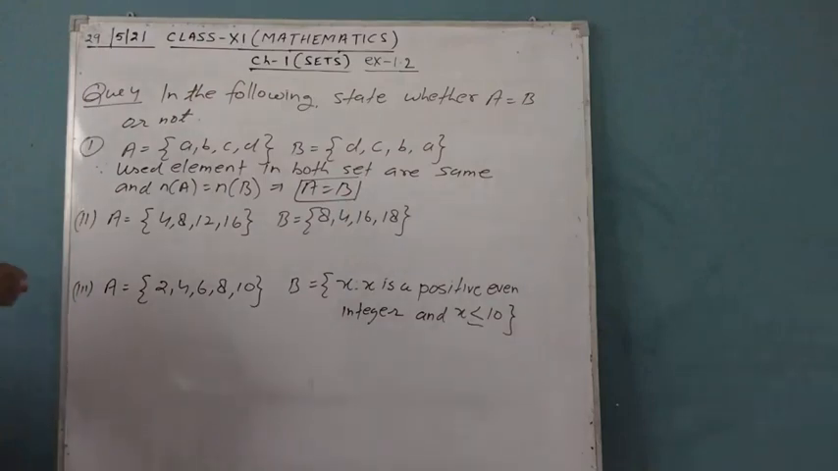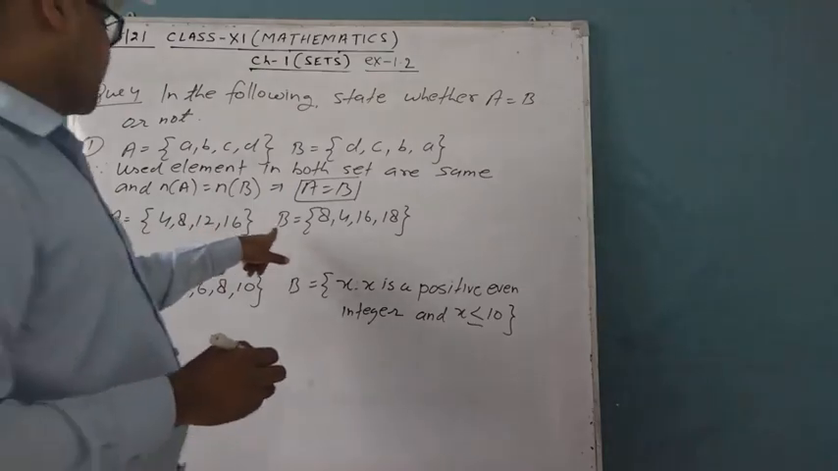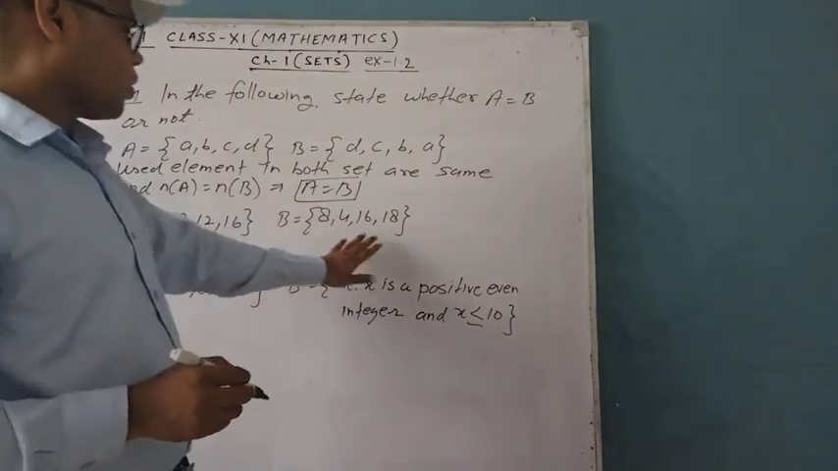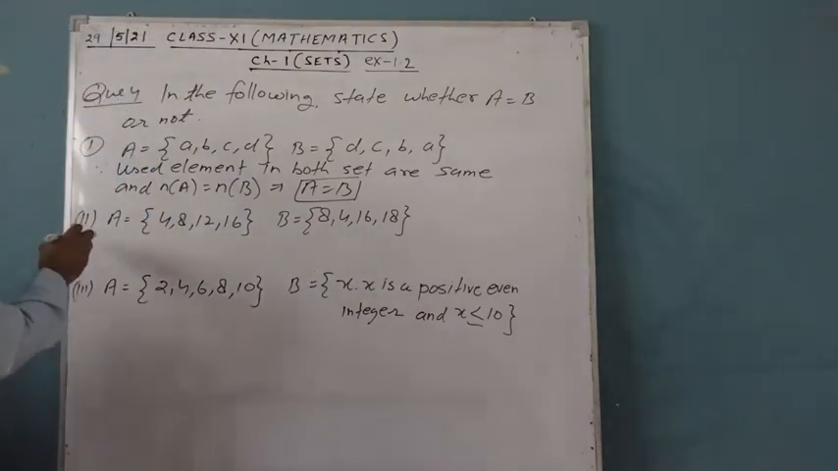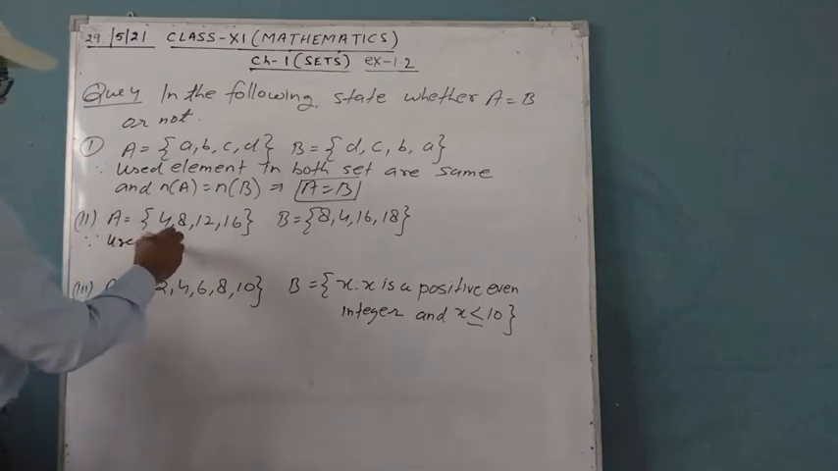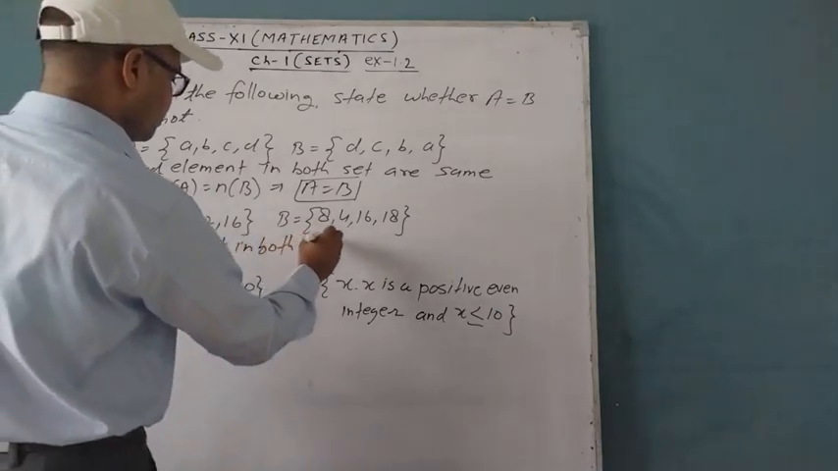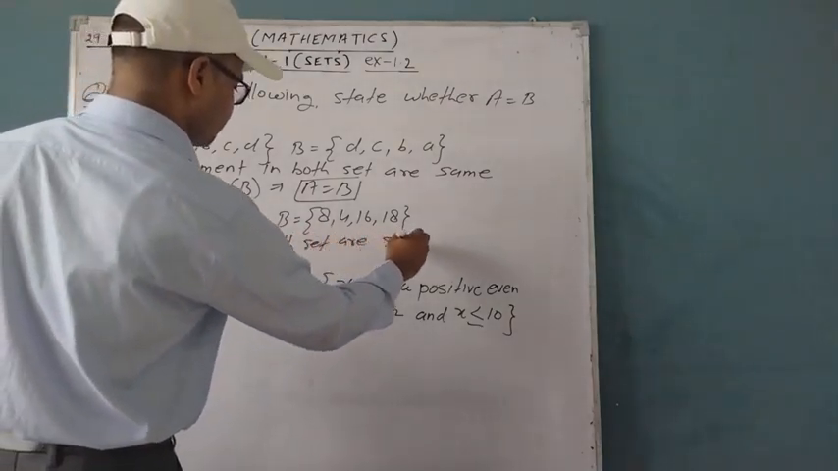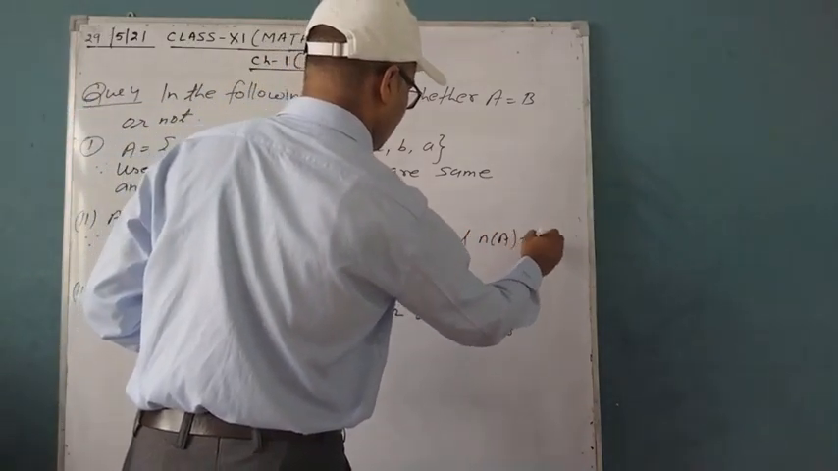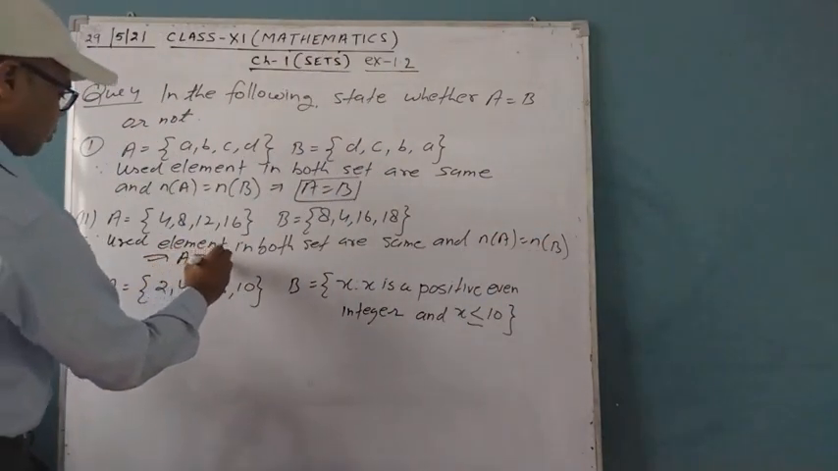About the second part, here the number of elements in set A is 1, 2, 3, 4. And the number of elements in B is the same, 1, 2, 3, 4. Used elements are already the same. So therefore, used elements in both sets are the same and NA is equal to NB. This implies set A is equal to set B.